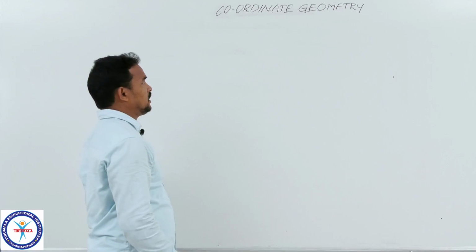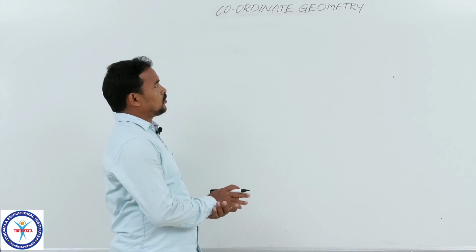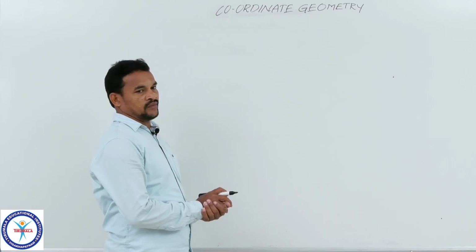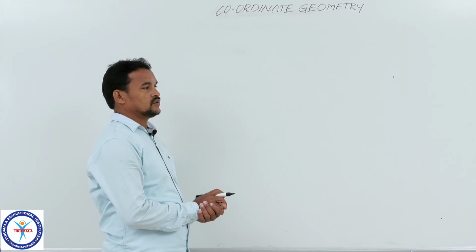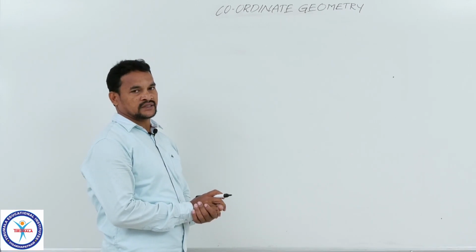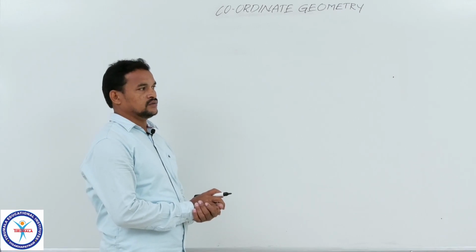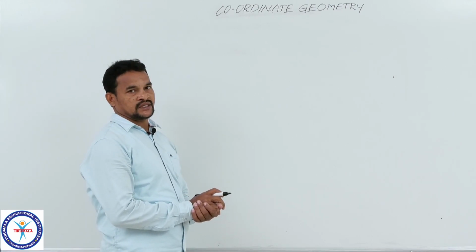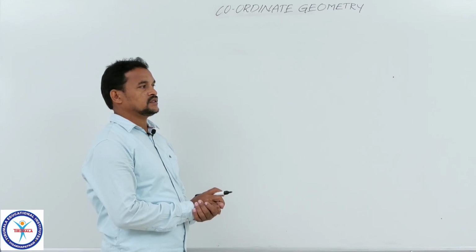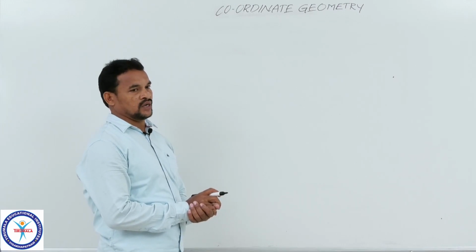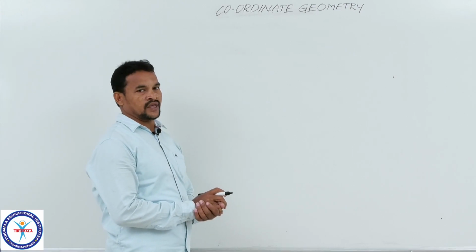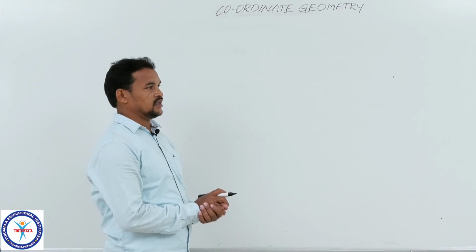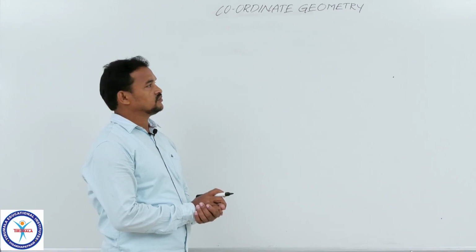After that, here see the coordinate geometry. Up to now we learned what the coordinate axes are, how to locate a point on the coordinate axes, and in different cases how to find the distance between 2 points. And if 3 points are given, how to check whether they are collinear or not, we already discussed.